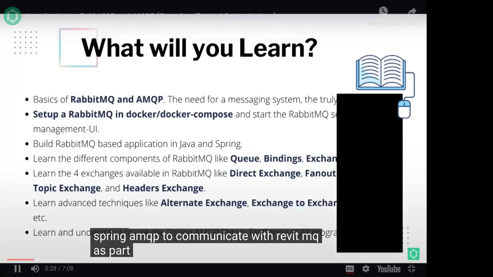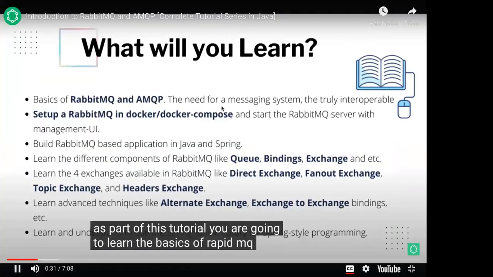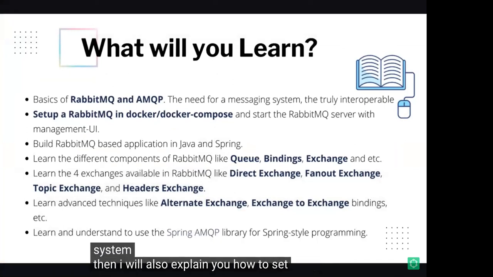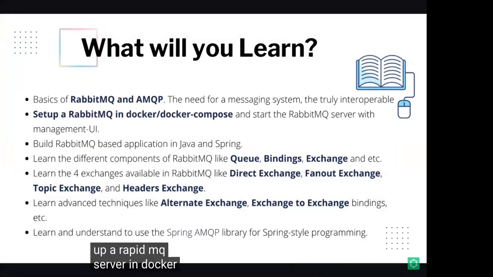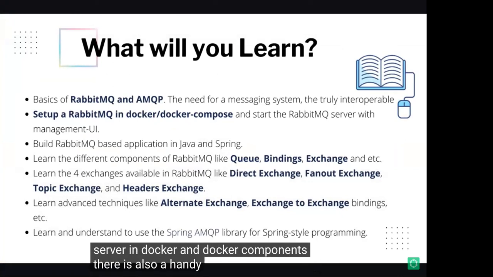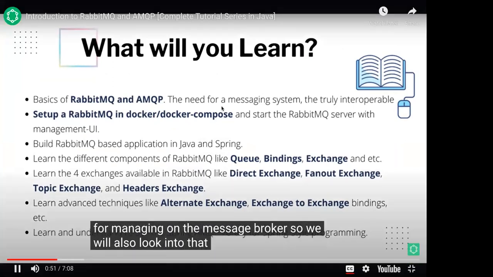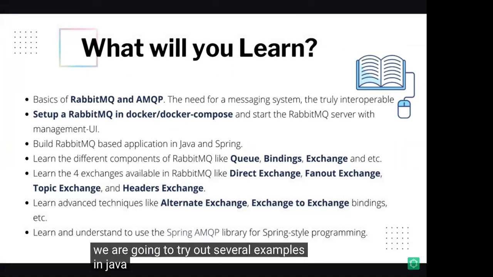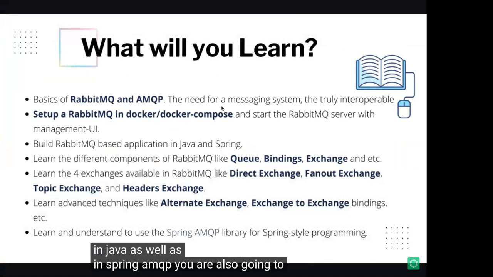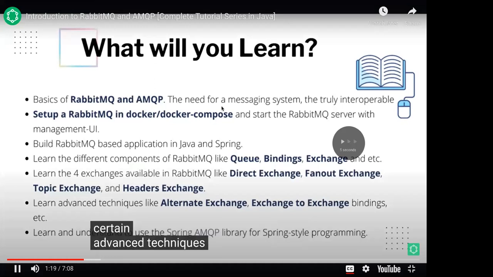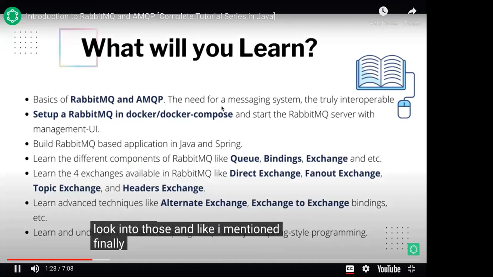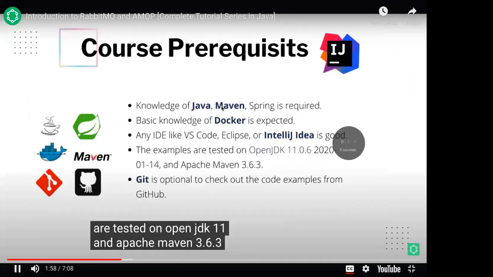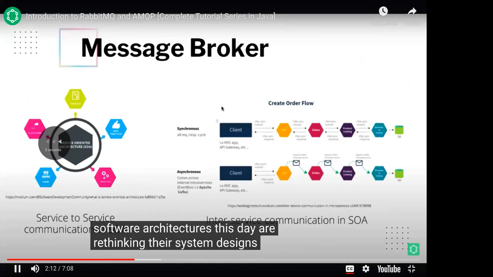As part of this tutorial, you are going to learn the basics of RabbitMQ and AMQP, why we really need a messaging system. Then I will also explain how to set up a RabbitMQ server in Docker and Docker Compose. There is also a handy user interface to look into that in brief. We are going to try out several examples in Java as well as in Spring AMQP. You are also going to learn good JMS. And like I mentioned, finally, we will look into a basic idea about Docker and how to run containers.